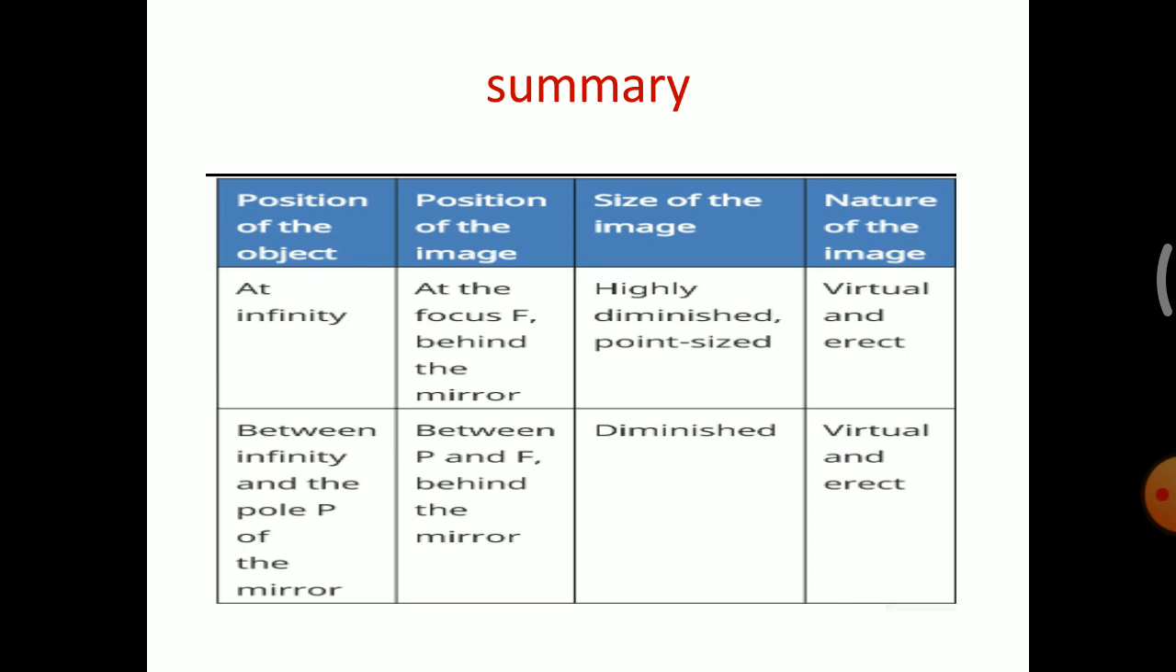So from this summary, we conclude that the convex mirror always forms a virtual and erect image. And also, comparing to the size of the object, the size of the image is always diminished. But a concave mirror forms a same size image, a larger size image and also a smaller size image. But a convex mirror always forms only a smaller size image.